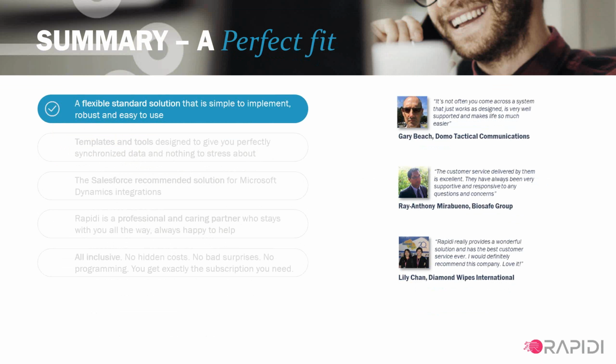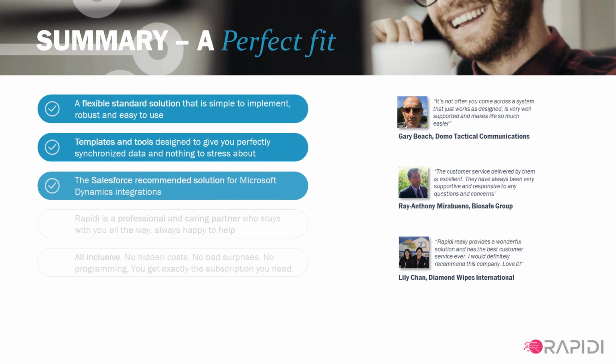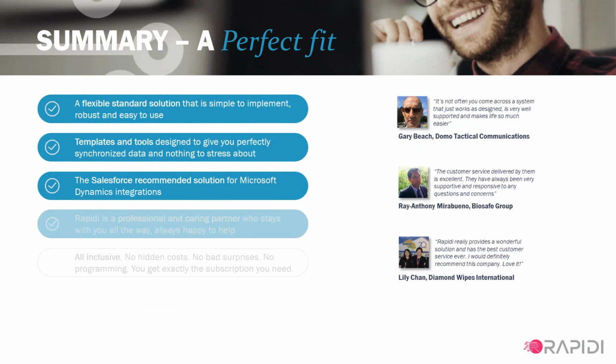So RAPIDIONLINE is a flexible standard solution that is simple to implement, robust, and easy to use. It makes it an easy choice for you, and we always have your back on the integration, not only during the implementation, but also afterwards with our outstanding support. We have done our homework providing you with a platform, templates, and tools that give you perfectly synchronized data and nothing to stress about. And RAPIDIONLINE is a Salesforce recommended solution for the Microsoft Dynamics integration. It is really what we're specialized in, even though we can integrate with a lot of other systems. This is where we do most of our work.